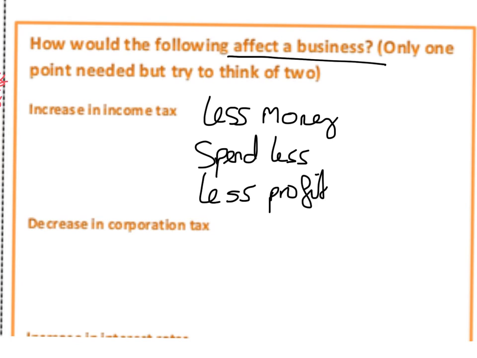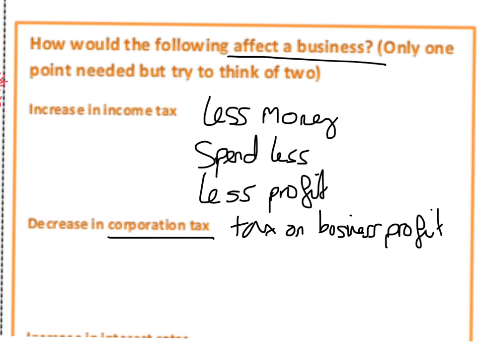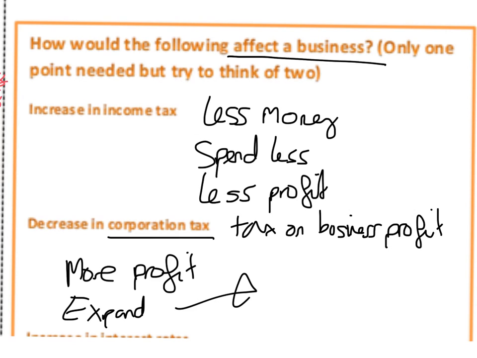Right, if there's a decrease in corporation tax, now corporation tax is a tax on businesses' profits. If there's a decrease in the tax on businesses' profits, what would happen? This means businesses would have more profit. So if they've got more profit, what could they do? They could expand. So therefore, they could get a bigger market share, or something like that, where you're saying more stuff.